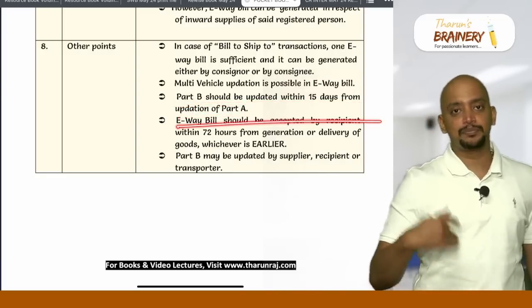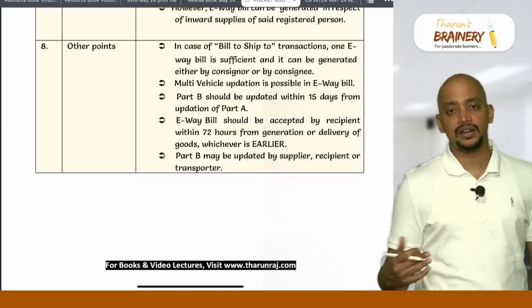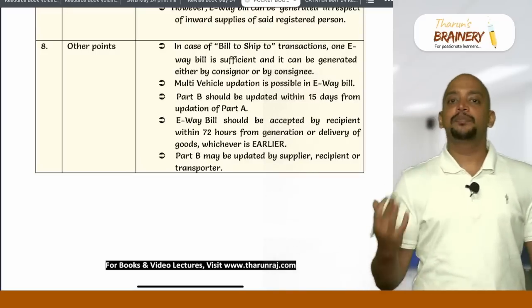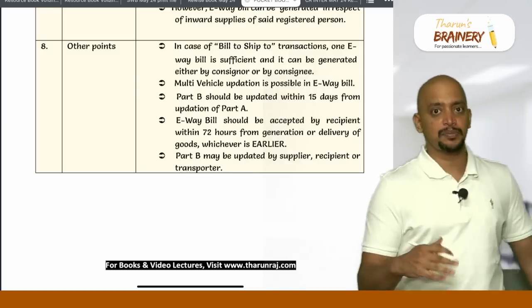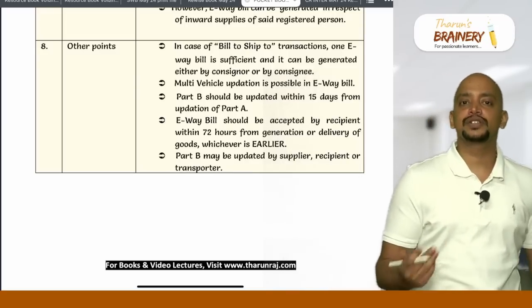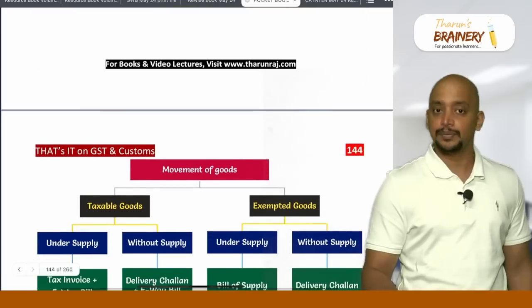E-way bill should be accepted by the recipient within 72 hours of generation or delivery, whichever is earlier. And part B can be updated by the supplier, the recipient or the transporter, whomsoever knows the vehicle number, they will be updating the part B details.